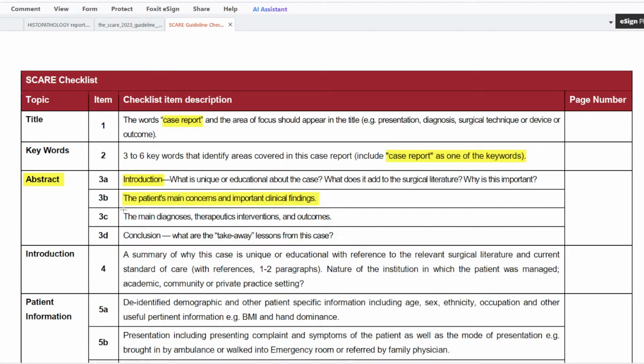3C, the main diagnosis, therapeutic interventions and outcomes. Diagnosis, therapeutic interventions, and outcomes. So this is also coming in the abstract, and in conclusion, what are the take-away lessons of this case?